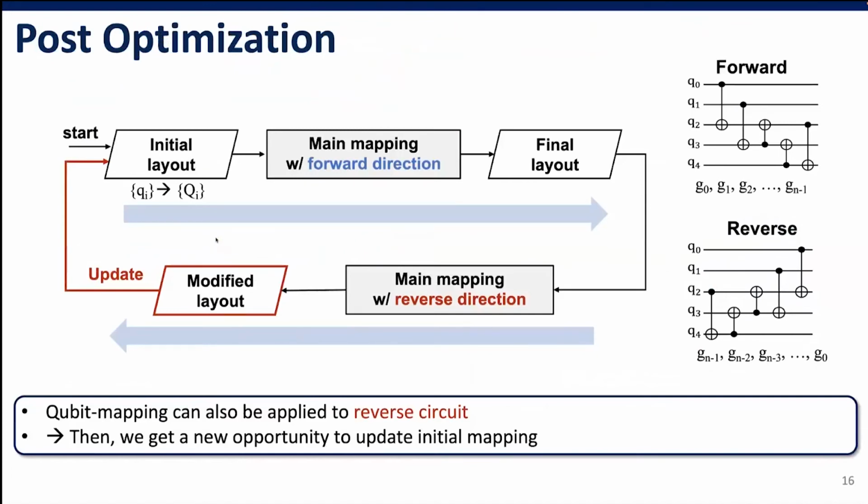After all mapping processes are completed, we perform post-optimization to further improve the mapping quality. Since quantum gates are reversible, the qubit mapping method can also be applied to the reverse circuit. Then we get a new opportunity to update the initial mapping. So we perform qubit mapping multiple times and then return the final circuit with the best result. These are all the processes of our proposed algorithm.